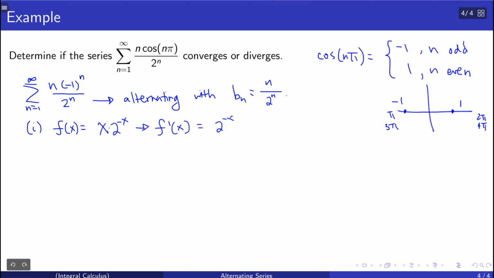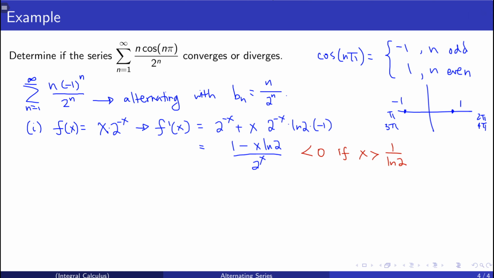So this is 2^(-x) plus x times the derivative of 2^(-x). So that's 2^(-x) times ln 2 times -1. So this is equal to (1 - x ln 2) divided by 2^x. And from here we can see that this is actually negative if x is larger than 1 over ln 2.